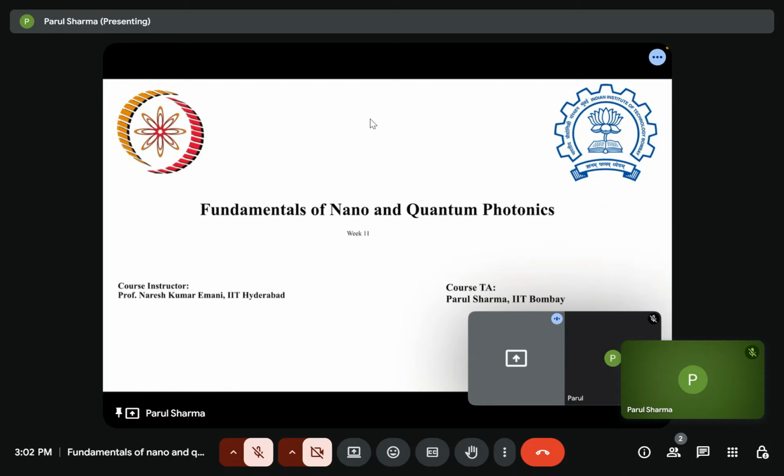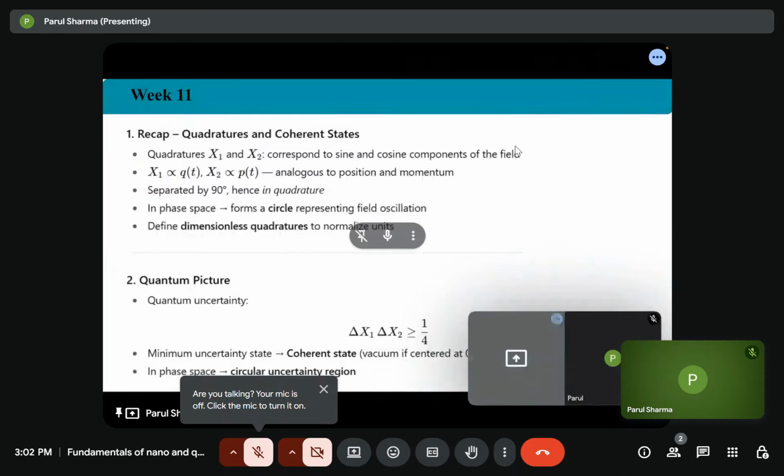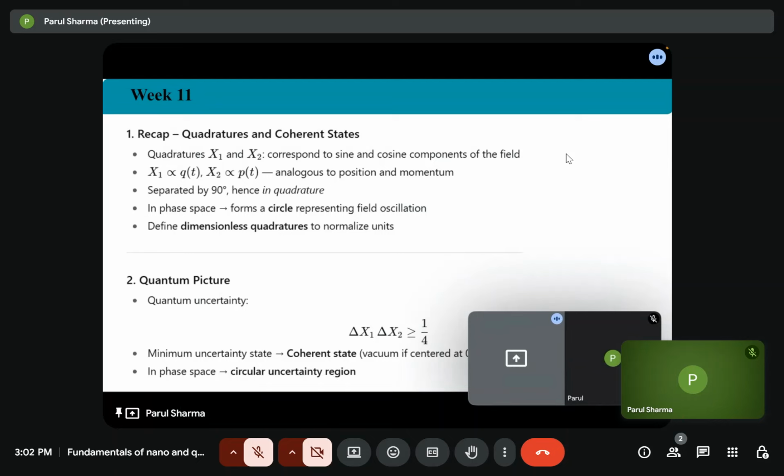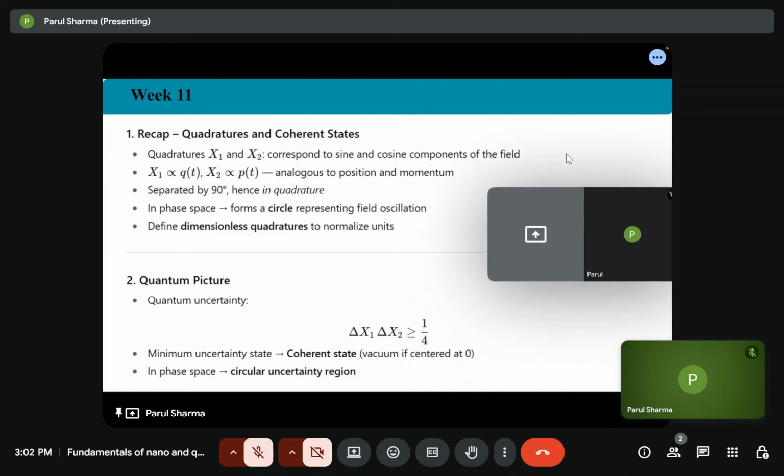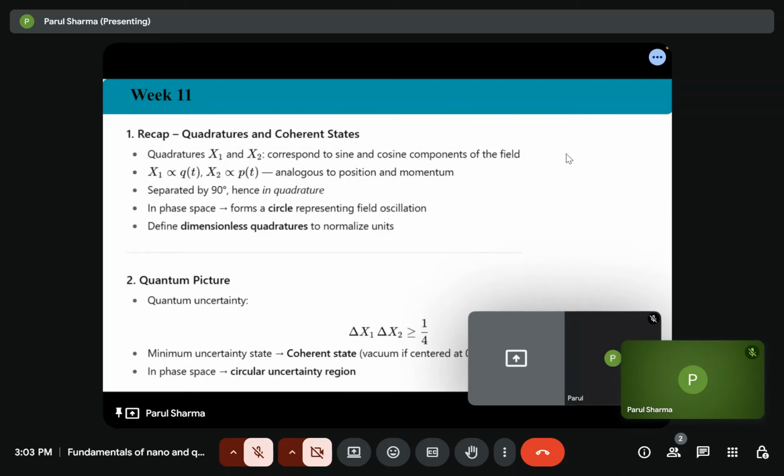So just for recapping, in the last class we talked about coherent states, the quadratures, and zero point energy, vacuum fluctuations, vacuum energy, vacuum field, and at the end we talked about squeezed light. So we talked about quantum light, and then we introduced the quadrature and coherent states.